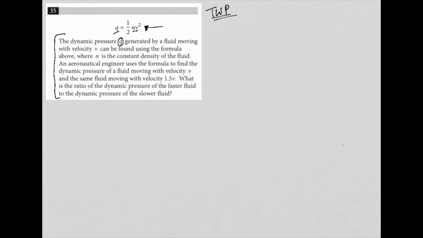So the question says, the dynamic pressure Q, okay, so we know Q is pressure, generated by a fluid moving with velocity v can be found using the formula above, where n is the constant density of the fluid. Okay, so we understand what each of these are. So n is density, v is velocity, and Q is pressure. In fact, let me just write that down. Q equals pressure, v equals velocity, and n equals density.